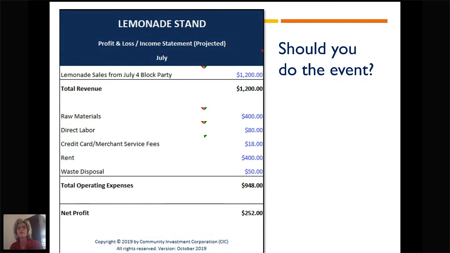Now, let's just ignore the numbers on the right-hand side and just look at the words on the left. So you should see revenue at the top. That's all the money you brought in, in this case through lemonade sales. Then you have your expenses, like we talked about. So the raw materials, the lemons, the sugar. We have our direct labor because I'm going to pay 2 people. You have rent. We added that waste disposal fee, and then we added the credit card merchant service fee. There's not really any specific order. Use what you're comfortable with here. And then the bottom line is net profit.